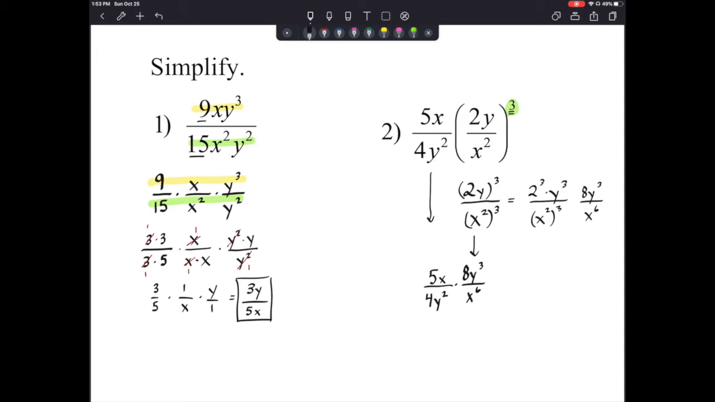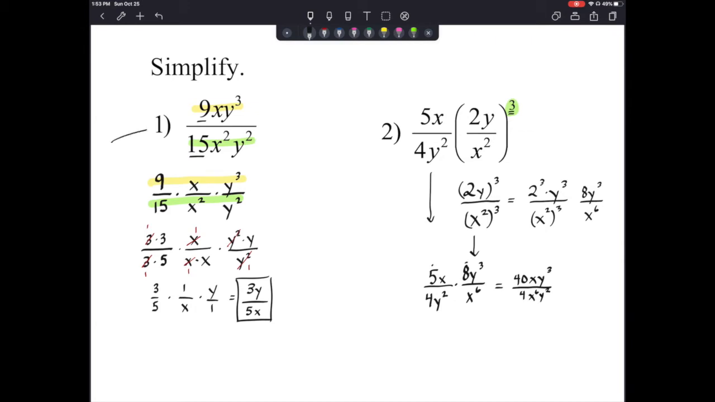If I look at this and I want to multiply everything together, I could do a 5 times an 8, which gives me 40. And then I have x, y to the third. On the bottom, I could do a 4 times a 1 is 4. And then x to the sixth y squared. But after I multiply them together, now I have to look to reduce it again.